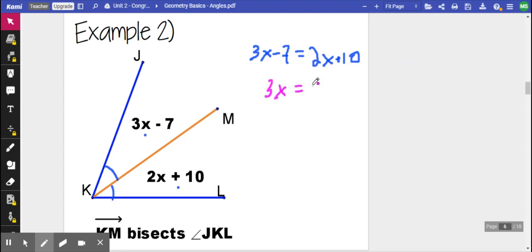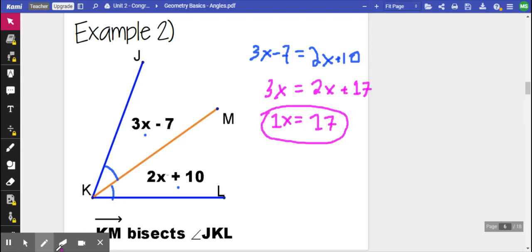And I get that 3x is equal to 2x plus 17. And then I just subtract 2x from both sides. So I have 1x, or just x, is equal to 17. And so that, in this particular problem, is our final answer.